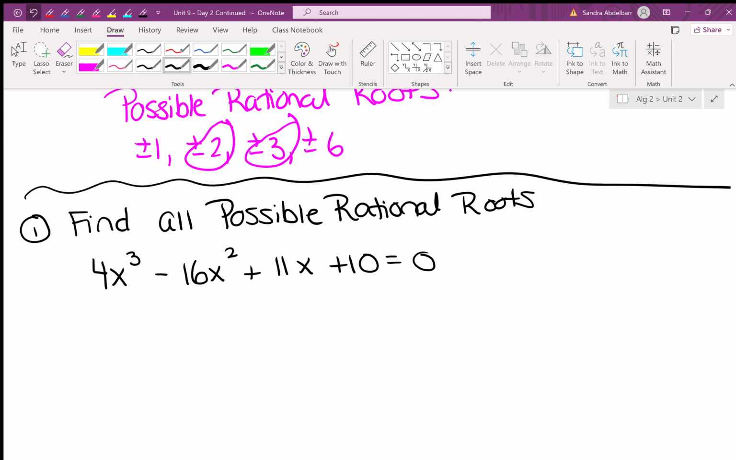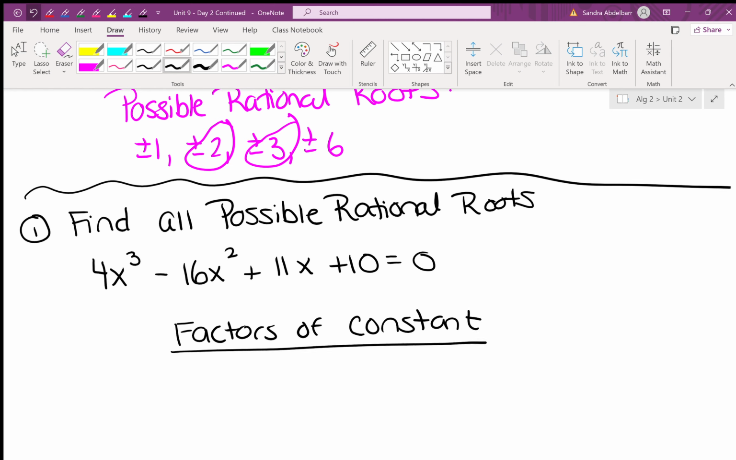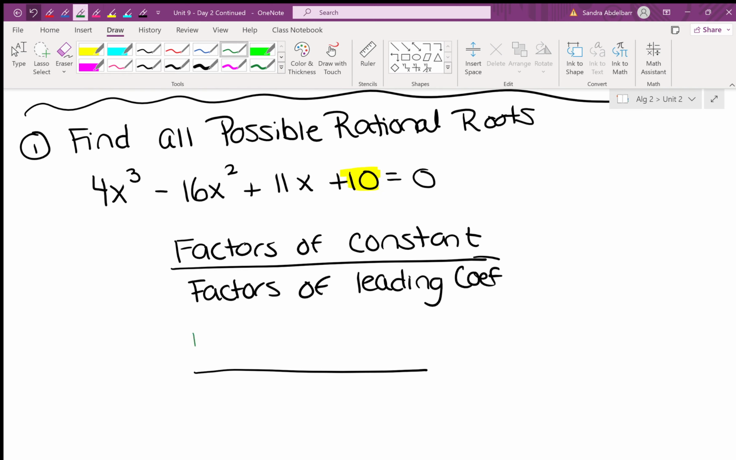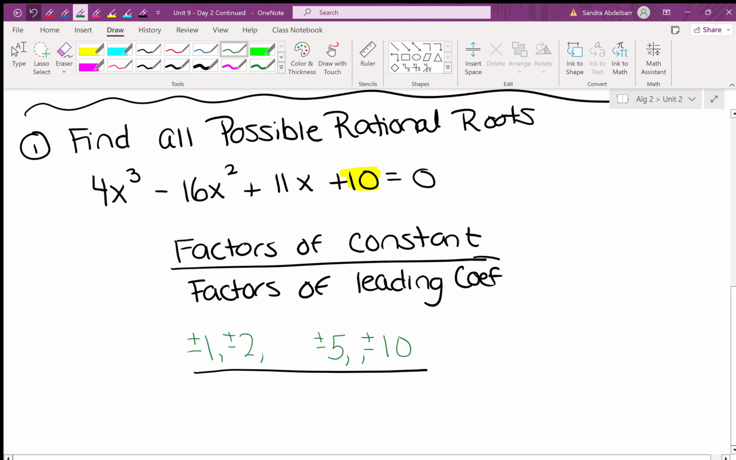Remember, we want to list the factors of the constant over what? Factors of the leading coefficient. Our constant is 10, so let's list those factors. We have plus minus 1, which pairs with plus minus 10. Then plus minus 2 will get matched with plus minus 5. Any other factors? No, so we stop there.